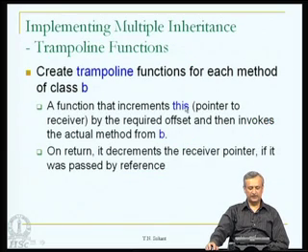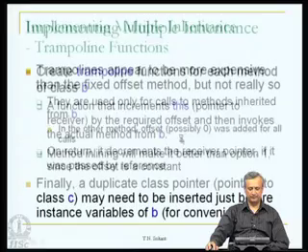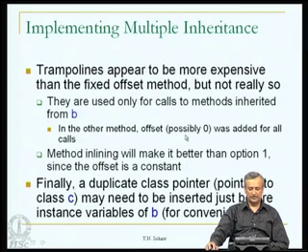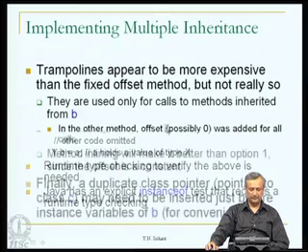The other method is using trampoline functions. These are functions created for each method of class B, and they increment this pointer by the required offset and then invoke the actual method, and of course, there is a corresponding decrement after the return. So, there is nothing much to choose between the two methods. It may appear that trampolines are very expensive, but they are not, because they can be inlined and the offsets are all constant and so on and so forth.